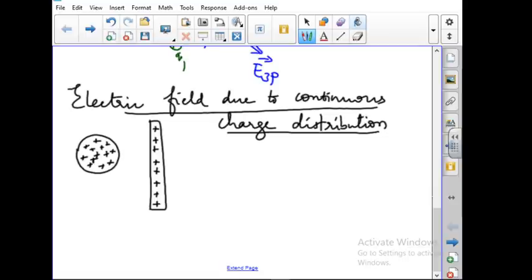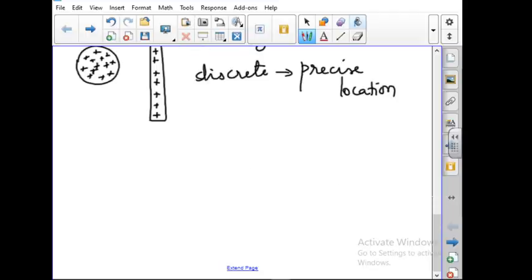And here we are not considering the discrete nature of charges. What do you mean by discrete? Discrete means at precise location, precise location of charges. So we are going to calculate the electric field due to continuous charge distribution by the calculus method. We cannot say that all the charged materials have a regular shape. It may have an irregular shape also. So in that case, how will you calculate the electric field?